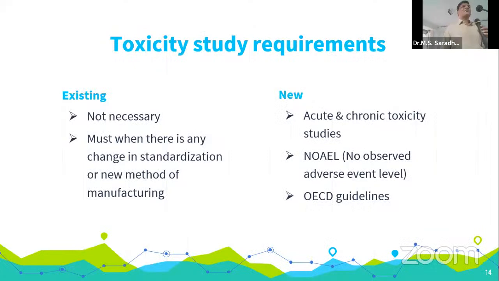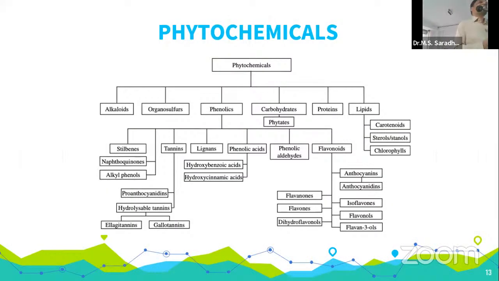So again, I go back to the slide. See, look for the phytochemicals, proper phytochemicals, either a group of phytochemicals or single phytochemicals. So, which disease condition are you going to develop a nutraceutical product for?